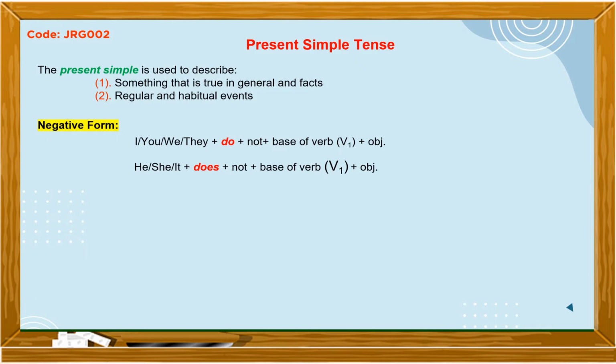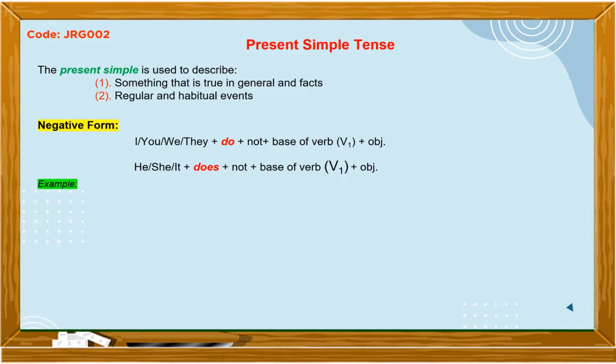So do and does here, that stand before not, we don't call verb 1, but we call them auxiliary verbs. Again, I, you, we, they, followed by do, followed by not, and then the base form of the verb, or we call it verb 1, and followed by an object. Okay, the second one: he, she, and it, followed by does, followed by not, followed by the base form of the verb, or we call it verb 1, and then followed by an object. Okay, everyone, so let's see the examples all together.